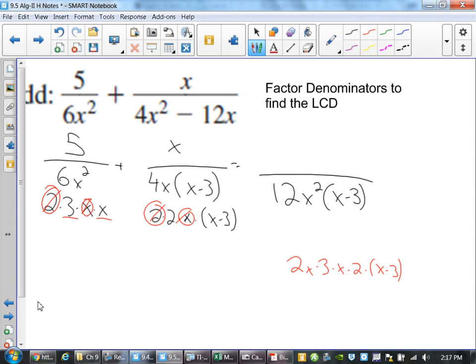So if I look at the fraction on the left, how do I turn a 6x squared into a 12x squared times x minus 3? Two times the quantity x. So I need to multiply the fraction on the left by a 2x minus 3. And then how do I turn a 4x times x minus 3 into a 12x squared times x minus 3? It's easy, 3x.